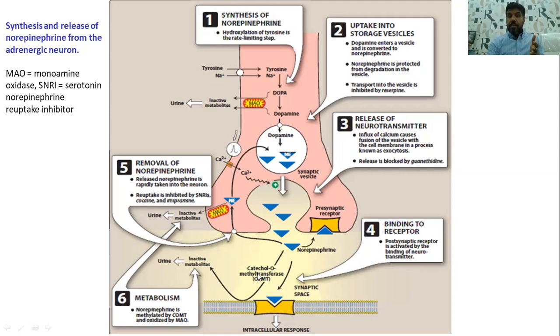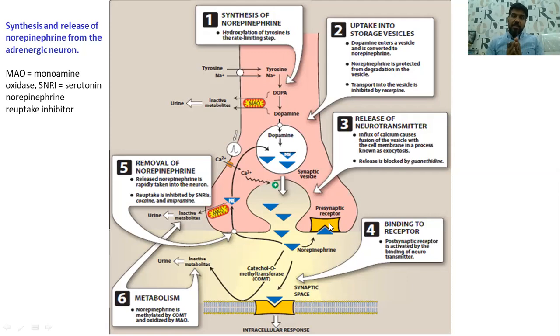Some of the norepinephrine binds to the postsynaptic receptor to induce specific pharmacological activity, such as muscle contraction, muscle relaxation, inhibition of a specific enzyme, activation of protein synthesis, etc. And again, some of the norepinephrine binds to another adrenergic receptor, but this receptor is located in the presynaptic part. So we have a postsynaptic receptor, and we have a presynaptic receptor.